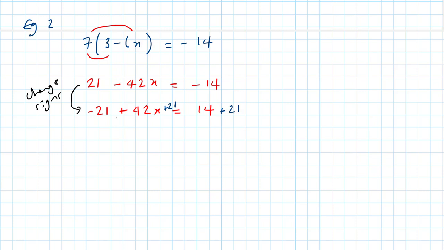Add 21 to both sides to leave the x's on their own, so 42x equals 35, and divide both sides by 42. So x equals 35 over 42. Both of those two numbers can be divided by 7, so we're going to have 5 over 6 as the final answer.